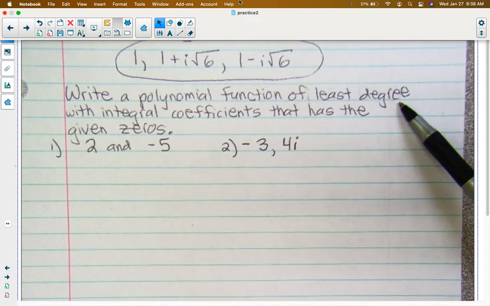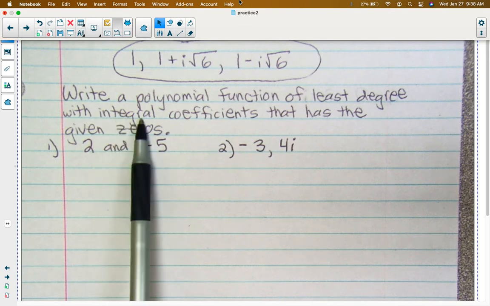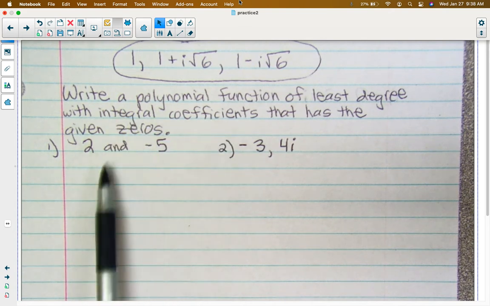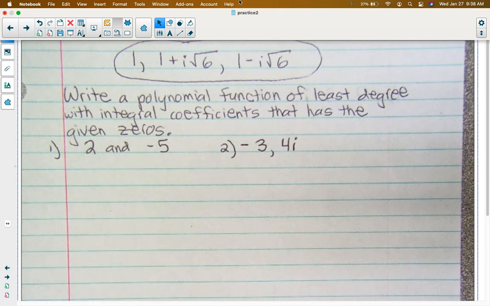Degree means we want it to be the smallest exponent that it possibly can that meets the criteria. Integers means no fractions or decimals, and zeros. So they're giving us the zeros and we are creating the function. So we're working backwards. They're giving us the zeros, we are creating the function. So let's start with a basic one before we try one that's a little bit harder.